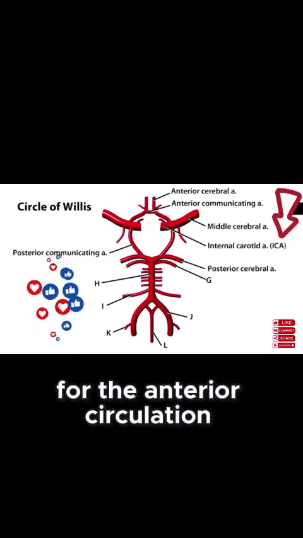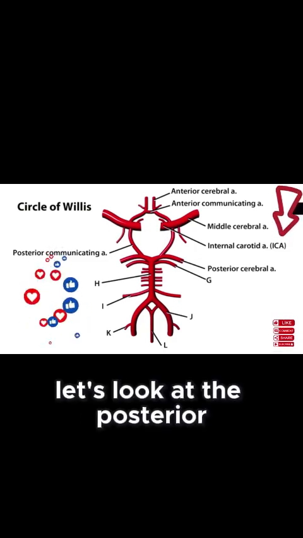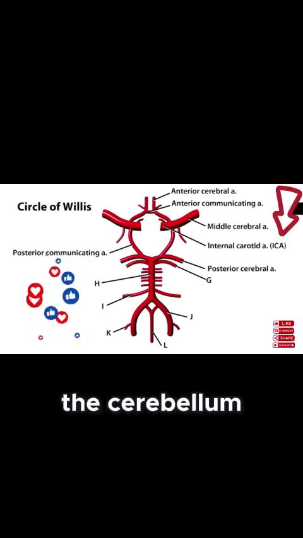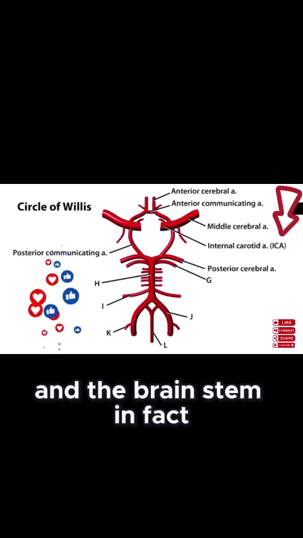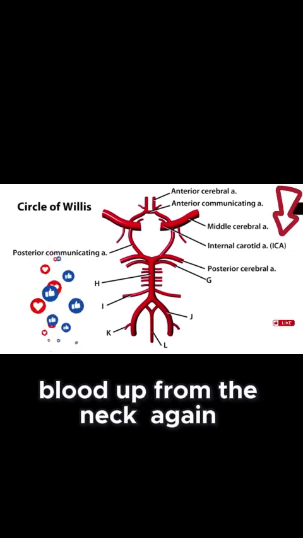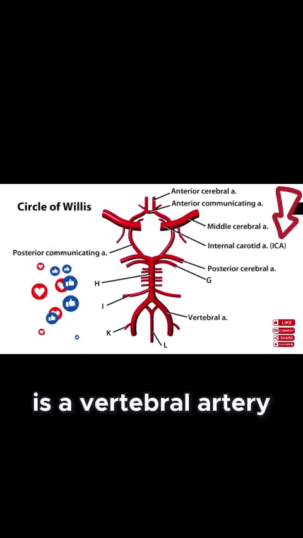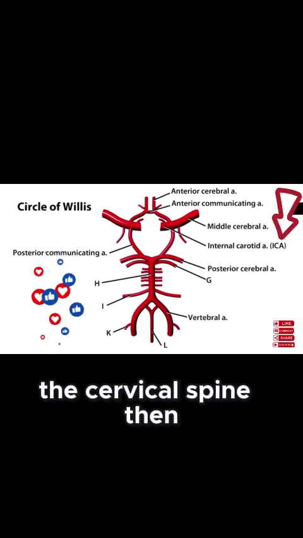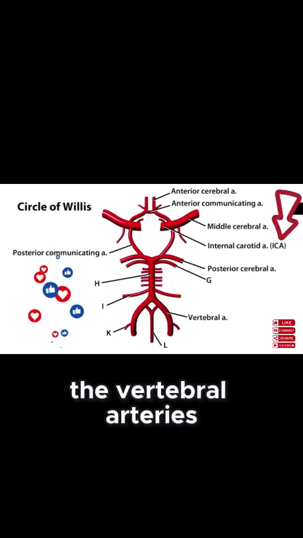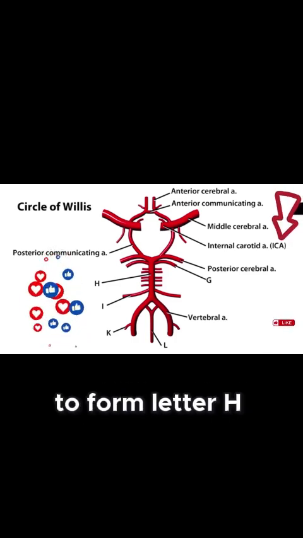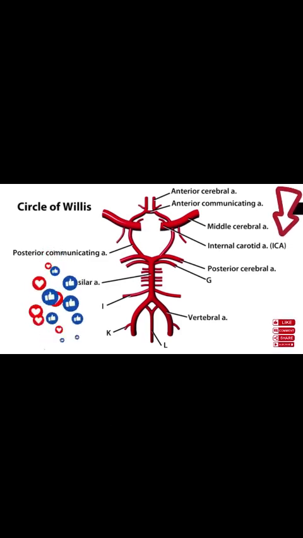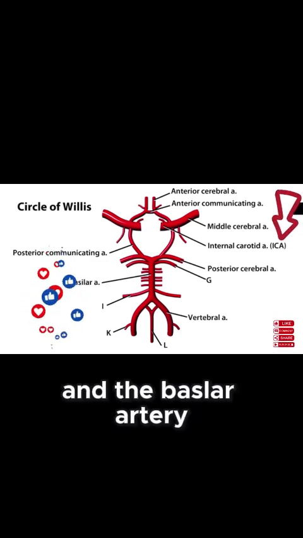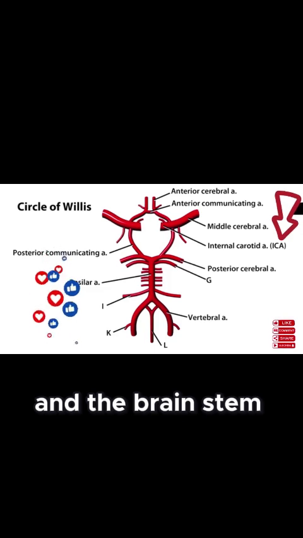So that does it for the anterior circulation. Now let's look at the posterior circulation of the brain, which supplies the cerebellum and the brainstem. In fact, let's follow the flow of blood up from the neck again. So letter J is the vertebral artery coming up from the cervical spine. And then the vertebral arteries are going to merge to form letter H, which is the basilar artery. And we said that the vertebrals and the basilar artery supply blood to the cerebellum and the brainstem.